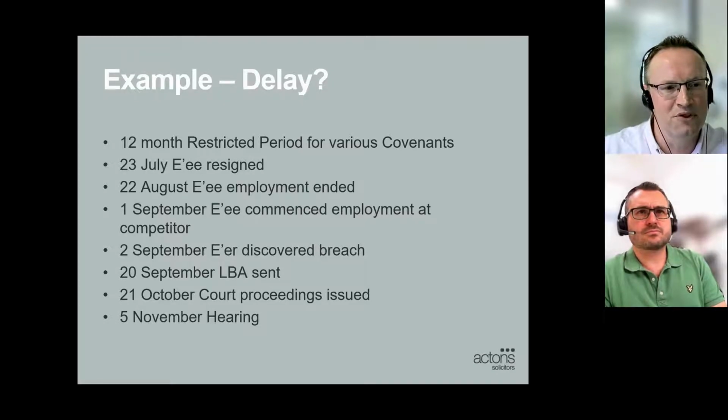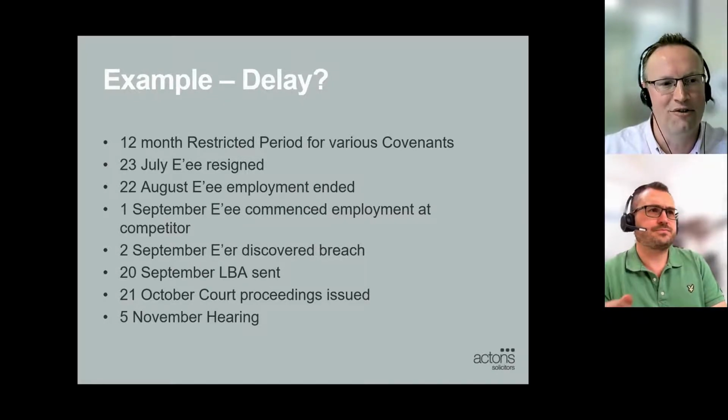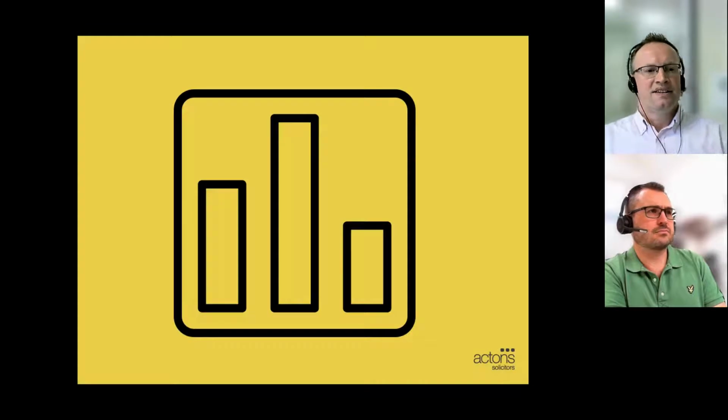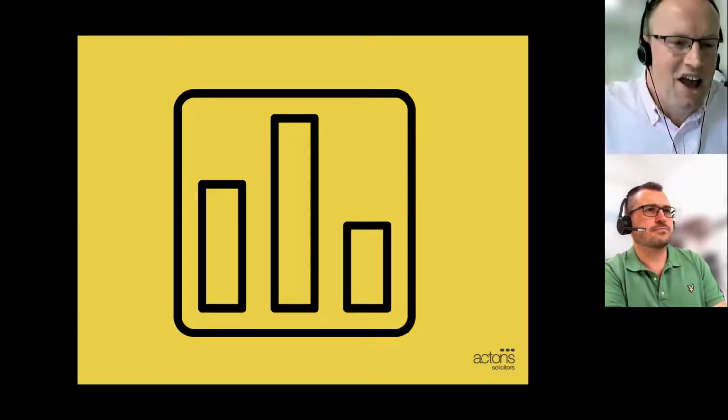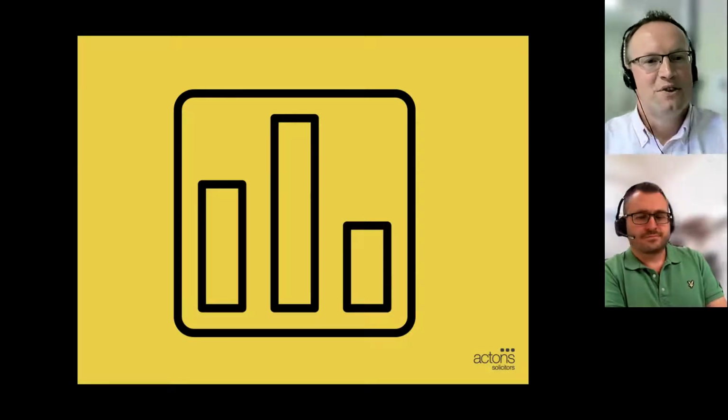In essence, the key dates, I would say, are really discovery of the breach on the 2nd of September and the date that the court proceedings were being issued 6 or 7 weeks later. So if Matt can hopefully magic up the poll.